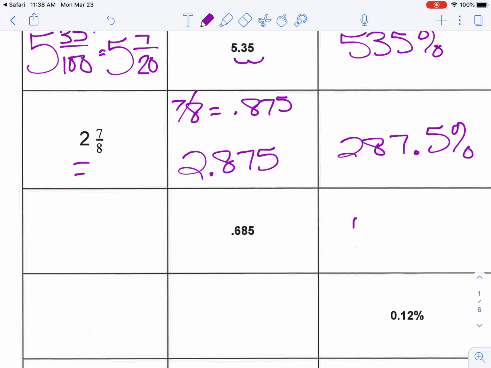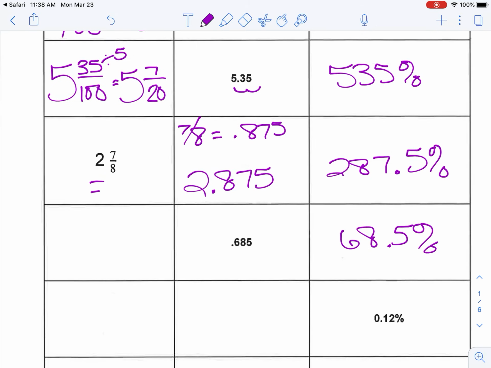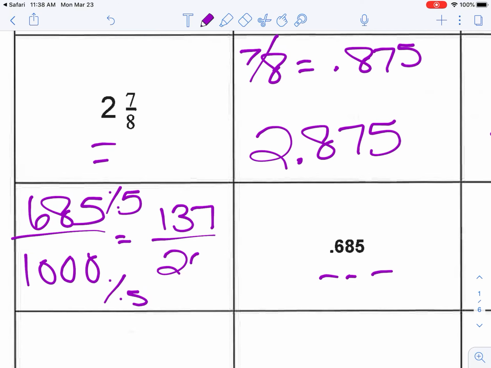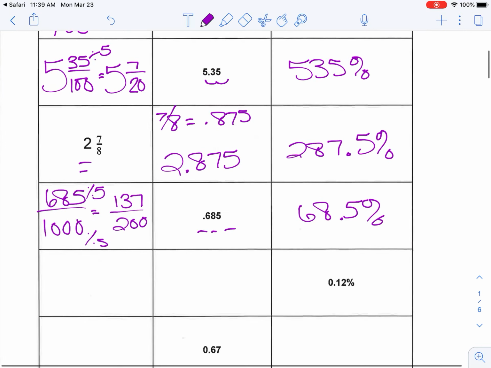685 thousandths. Again, I'll go ahead and start with my percent, move it twice to the right and get 68.5%. Going back over to the decimal, we're going to write it the way we say it, 685 thousandths. So 685 over 1,000. They both end in zeros or fives, so I know that they both can be simplified with a 5 to get 137 over 200.